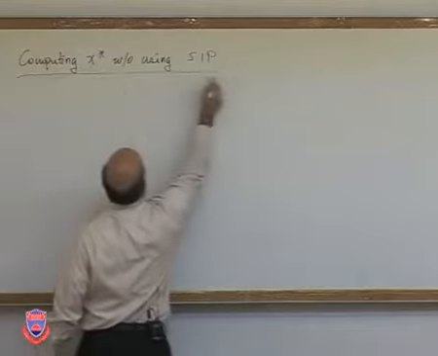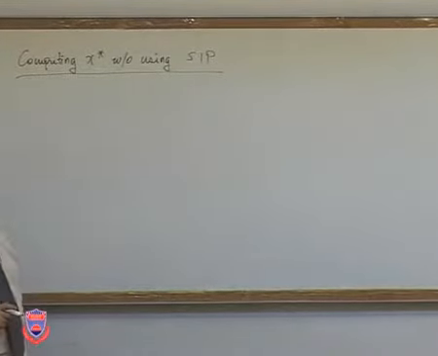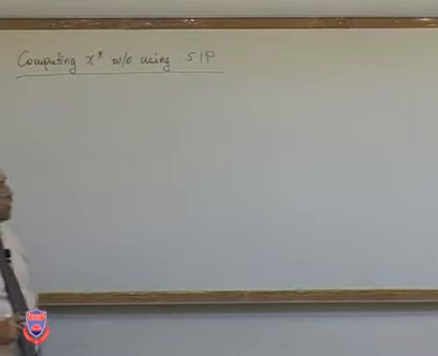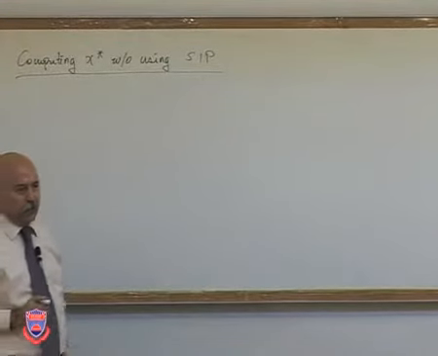So, computing X star without having to use the sequential intersection procedure. SIP, or sequential intersection procedure, is the algorithm which constructs the composite neighborhood, if you recall. Okay?